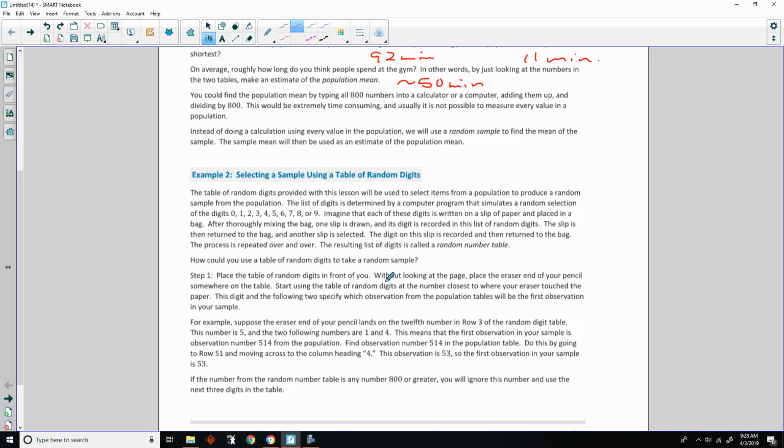Start using the table of random digits at the number closest to where your eraser touched the paper. This digit and the following two specify which observation from the population table will be the first observation in your sample. For example, suppose the eraser end of your pencil lands on the 12th number in row 3 in the random digit table. 12th number in row 3.